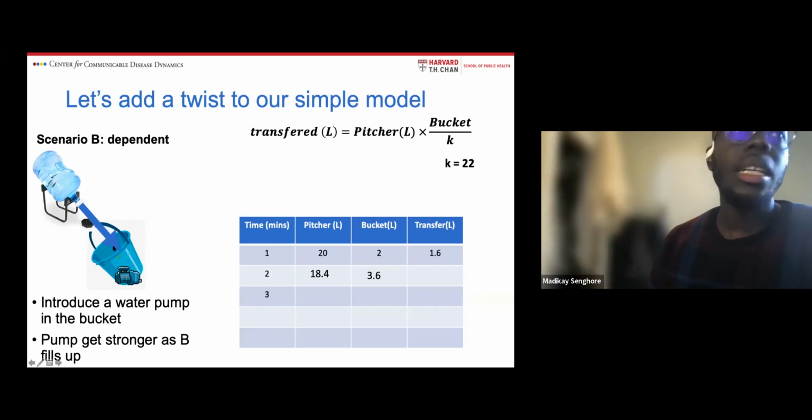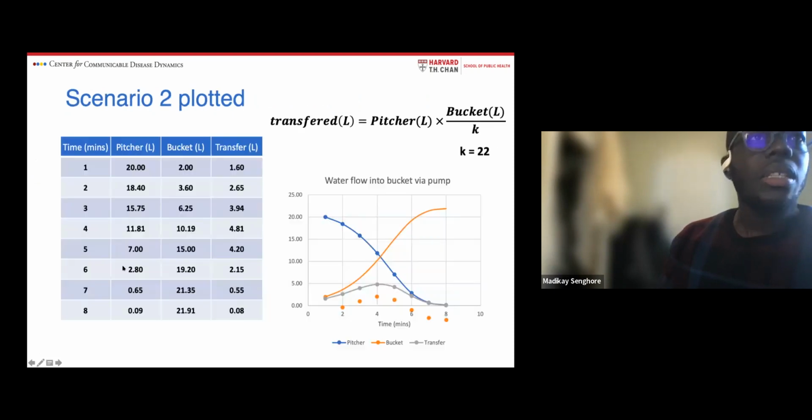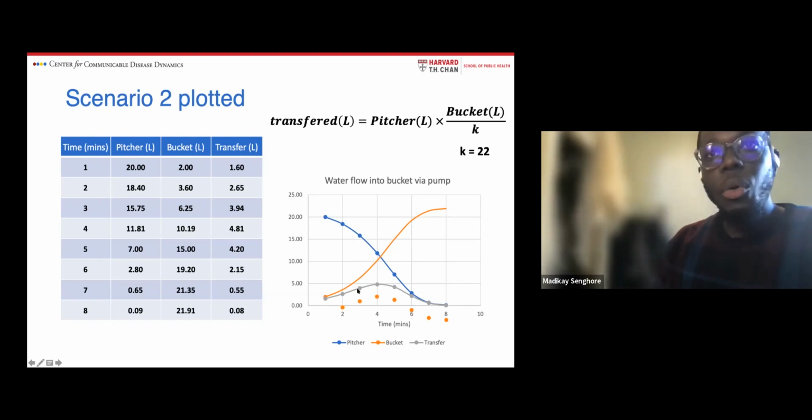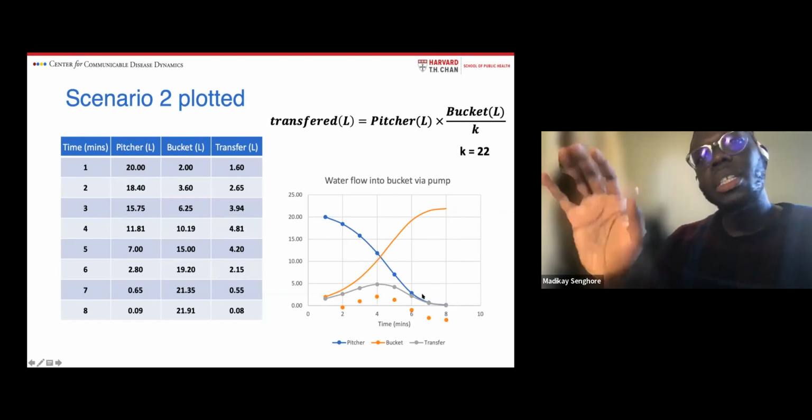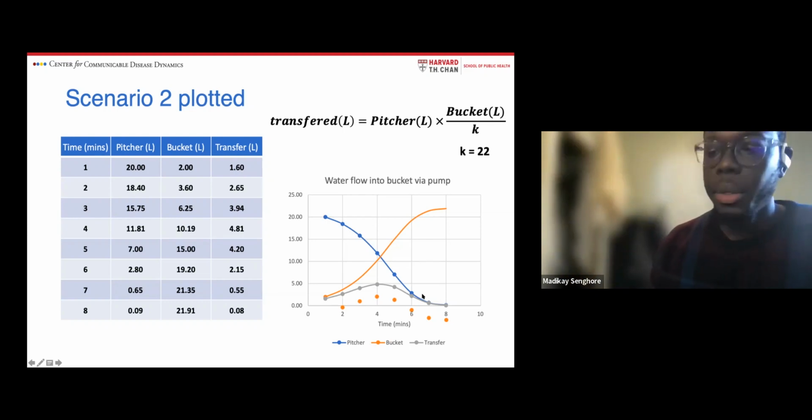So now we have 2 limiting issues. We have limitation by how much is in the pitcher versus how much is in the bucket. And the reason I give this example is because this is the sort of relationship that you have with infectious diseases, where, if more people are infected, then you have more of a chance of infecting new people. But then after a while, you run out of people who you can infect. So the infectious disease outbreak sort of dies naturally when you have nowhere else to go.